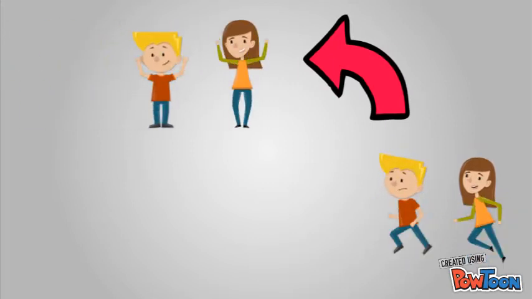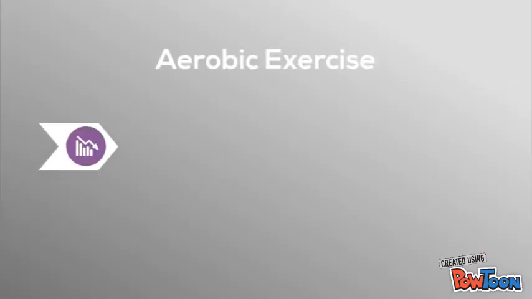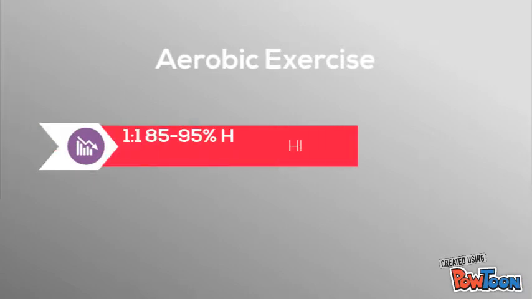So how can we improve these numbers? If we exercise, we become happy and we decrease our weight, improve our body fat percentage, increase our strength. We can decrease that blood pressure, staying out of the hypertensive area, improve our cardiovascular fitness, and decrease our stress. All good things.